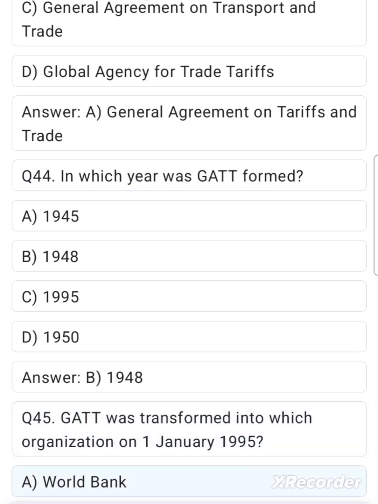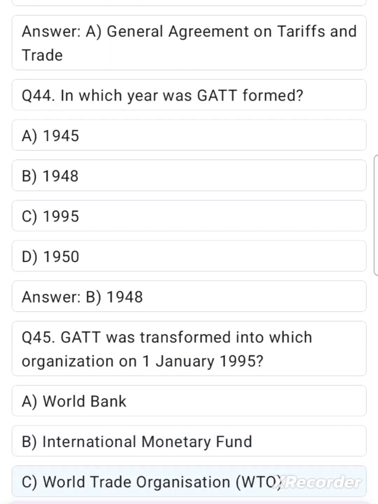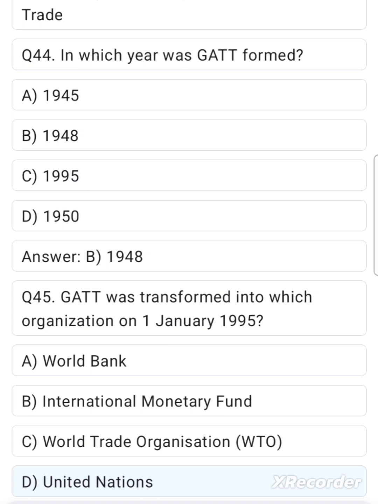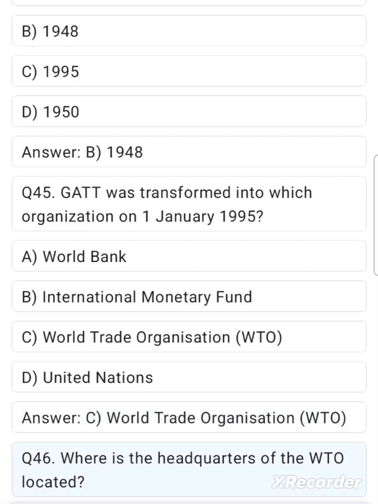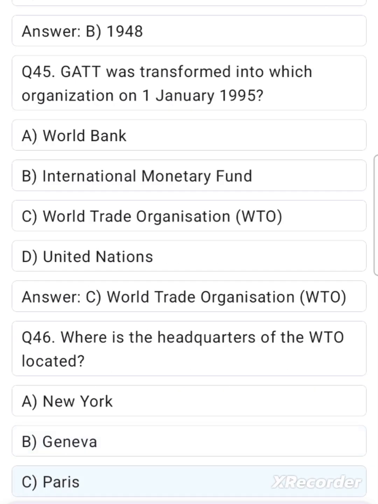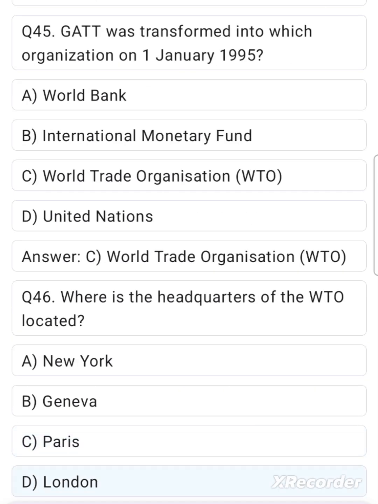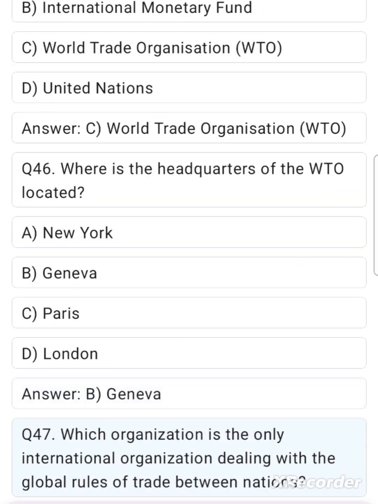Q45. GATT was transformed into which organization on the 1st of January 1995? A. World Bank. B. International Monetary Fund. C. World Trade Organization, WTO. D. United Nations. Answer. C. World Trade Organization, WTO. Q46. Where is the headquarters of the WTO located? A. New York. B. Geneva. C. Paris. D. London. Answer. B. Geneva.